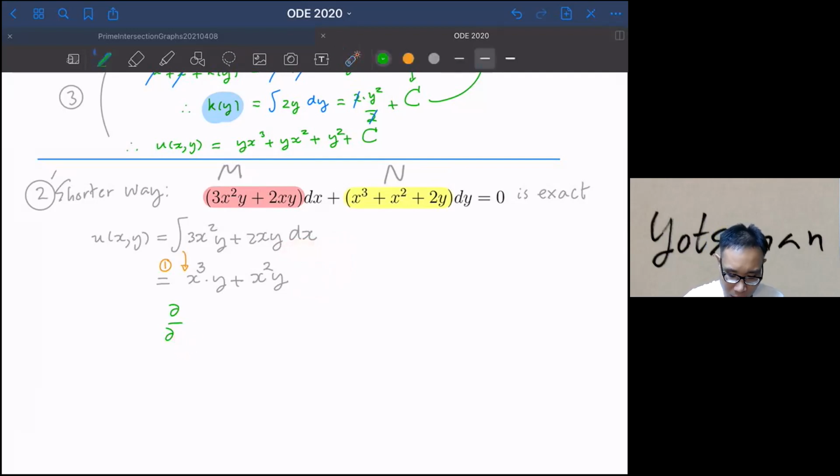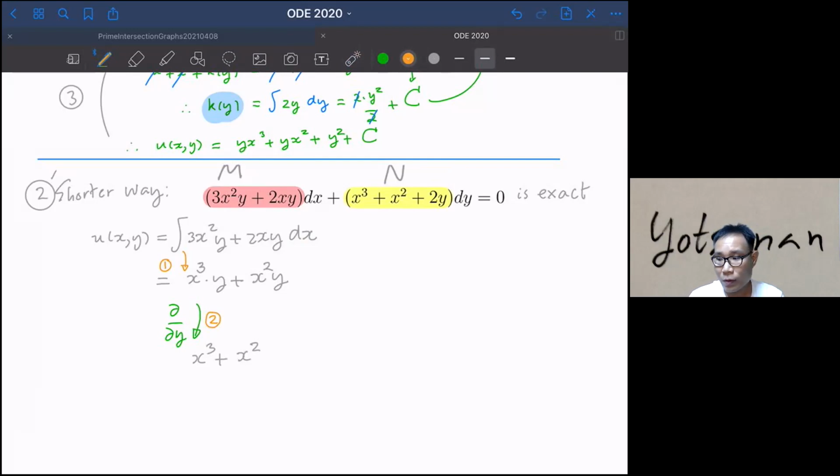So you would just find d/dy of this. You differentiate with the opposite variable, and you get x to the third plus x squared. You differentiate with respect to y, you get x to the third plus x squared, and this is the second step. And so you would just have x to the third plus xy. So you get this one.